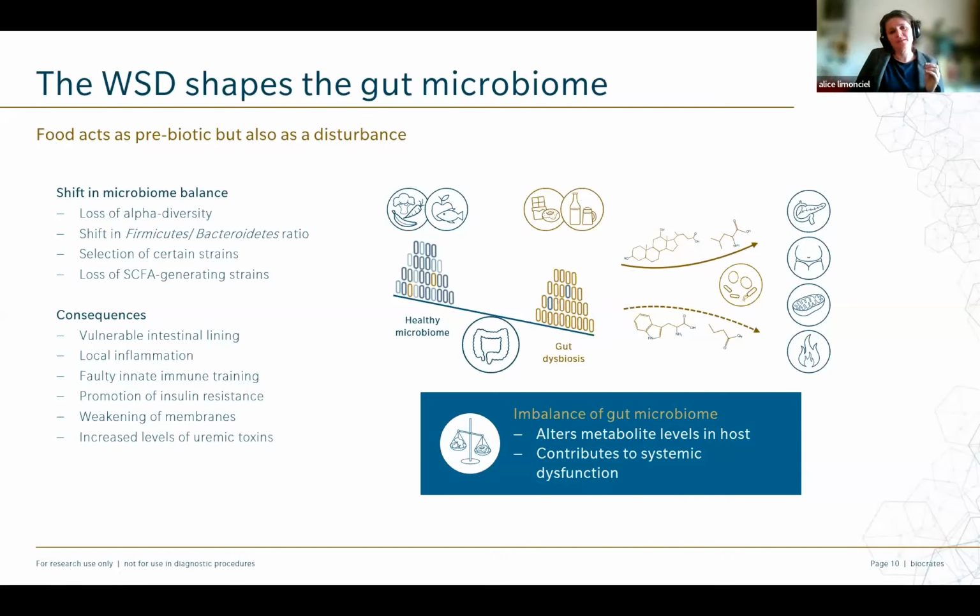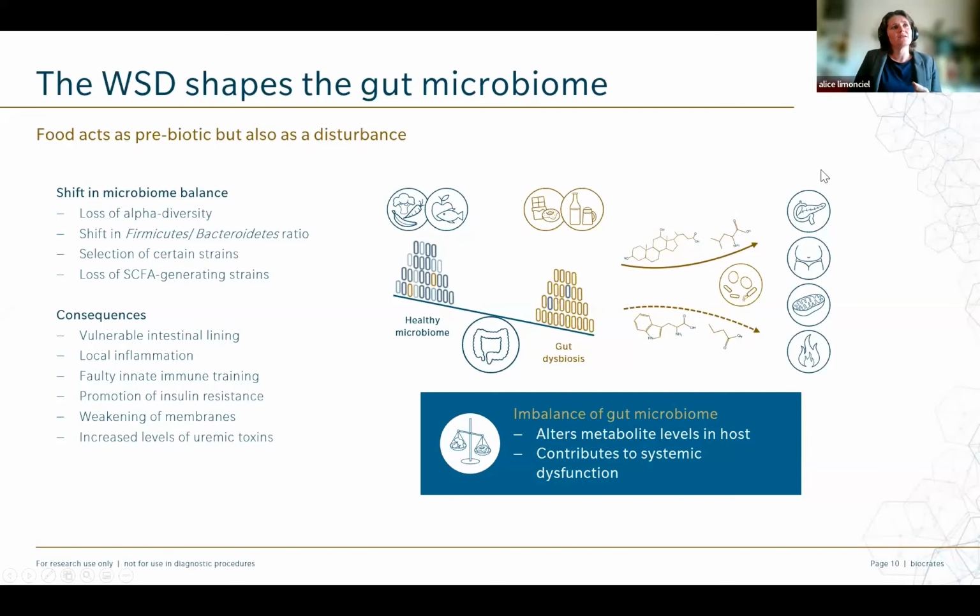And in the first months of life, this also can lead to faulty innate immune training that can result in autoimmune diseases. This we discuss in detail in the white paper as well. And over decades of exposure through the diet that we eat, this will also promote insulin resistance, this weakening of membranes I mentioned before, and also increased levels of uremic toxins, amongst other things. So we have this imbalance again in the gut microbiome, this time caused by the food. It is going to again have an impact on the metabolite levels that we can measure, for example, with metabolomics. And it's going to contribute to systemic dysfunction overall.